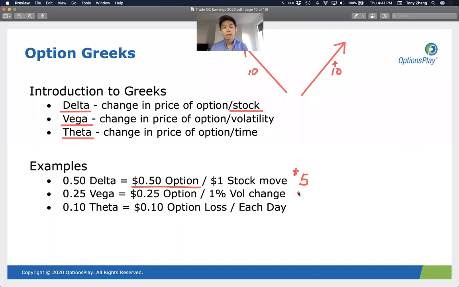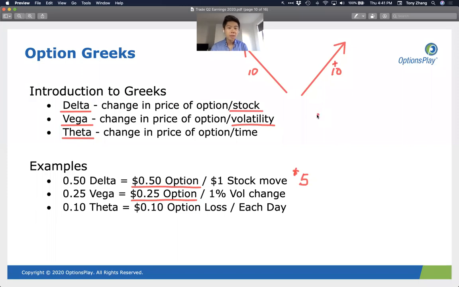Now, Vega tells us the sensitivity of the option price with respect to the change in volatility. That's the volatility crush that we just talked about. So Vega measures how much the option price will move for every 1% change in implied volatility.